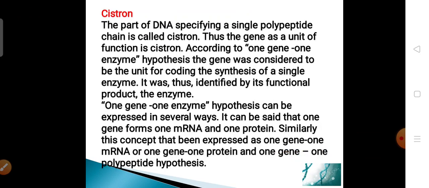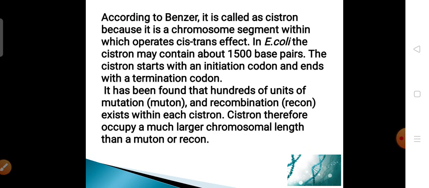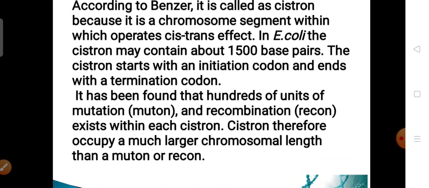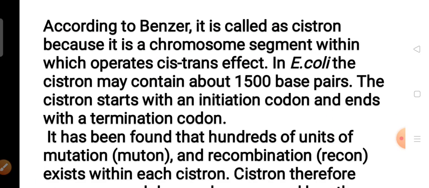Now, what is a cistron? The cistron is the functional unit of the gene. According to Benzer, why do we call that region of the gene which performs a certain function a cistron? It is called a cistron because it is a chromosome segment within which the cis-trans effect operates.